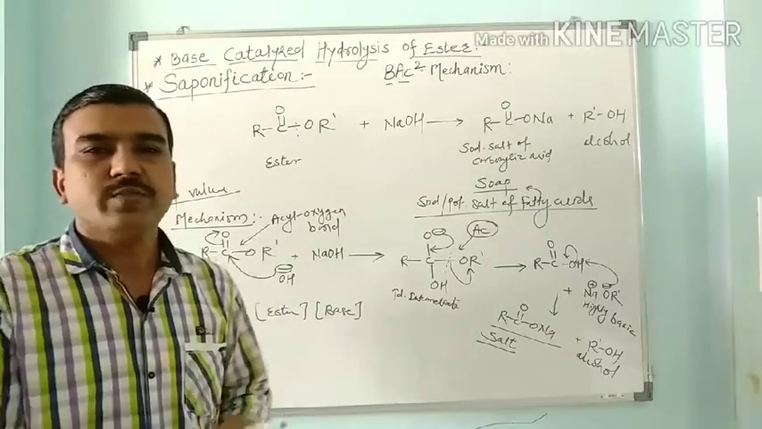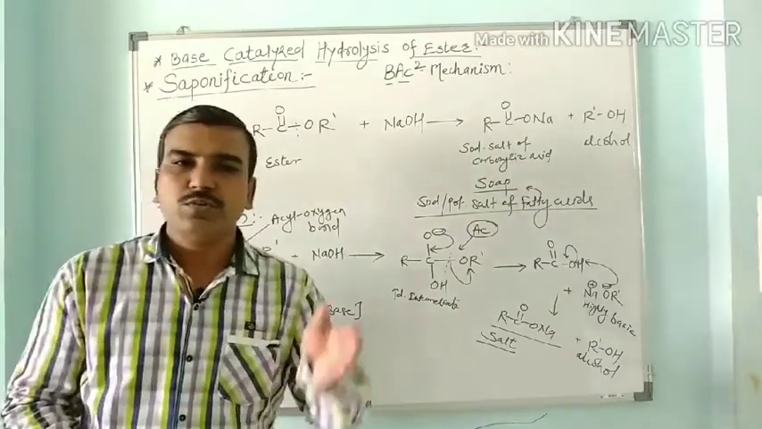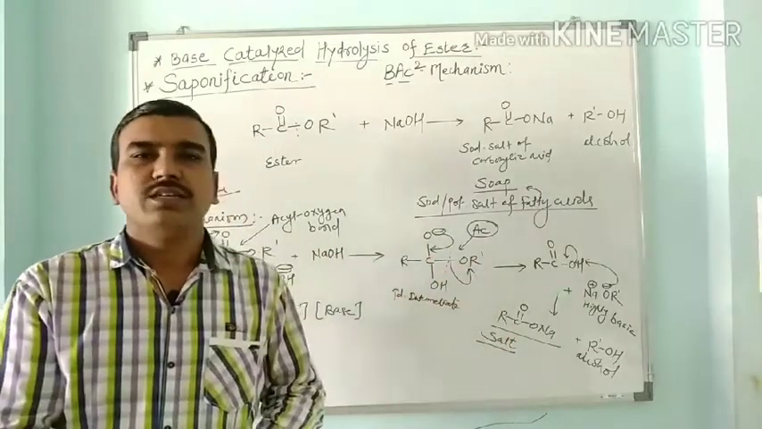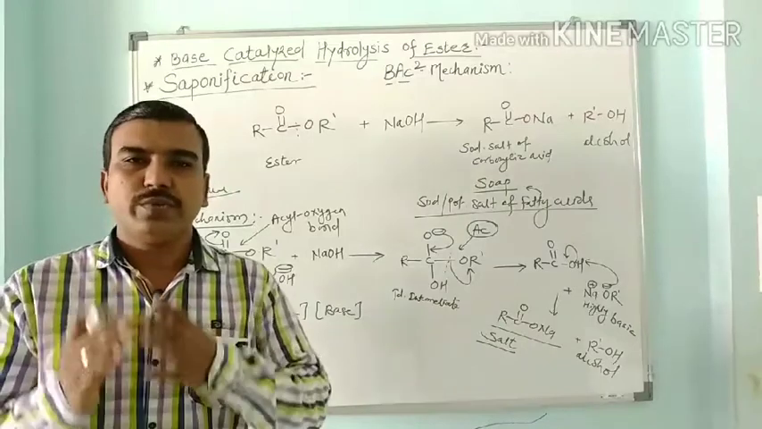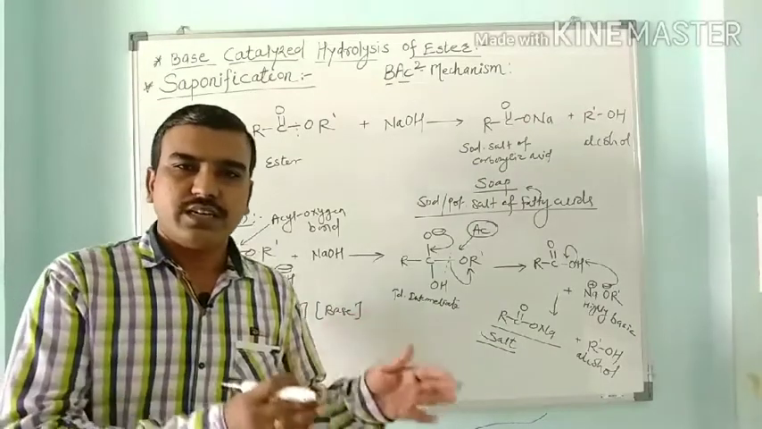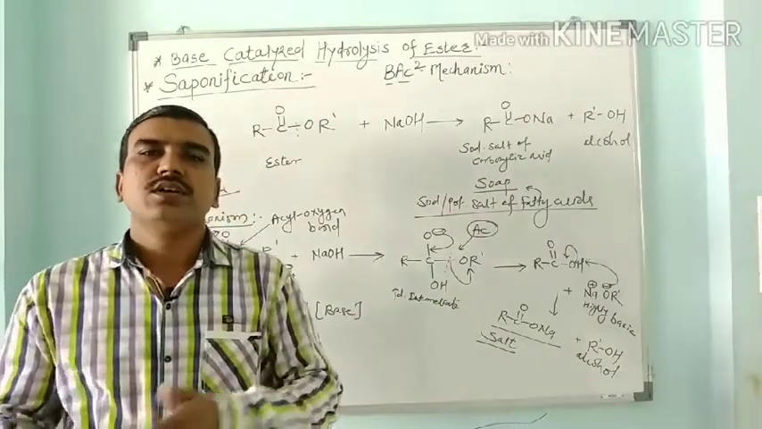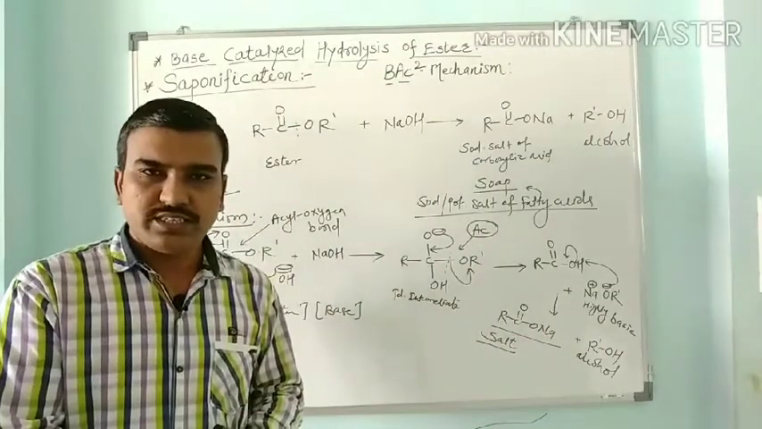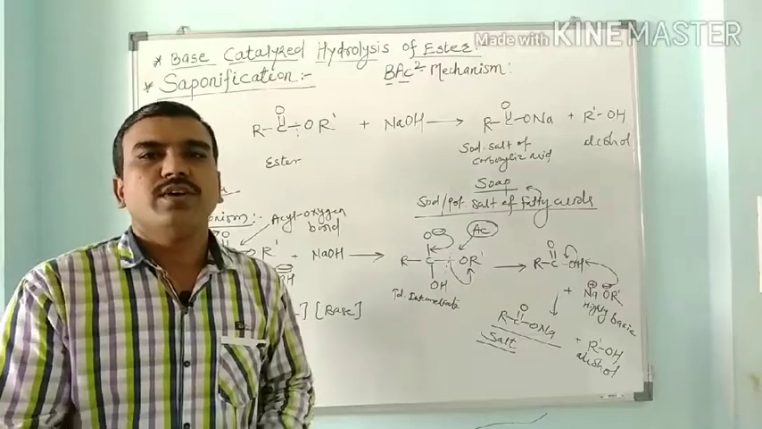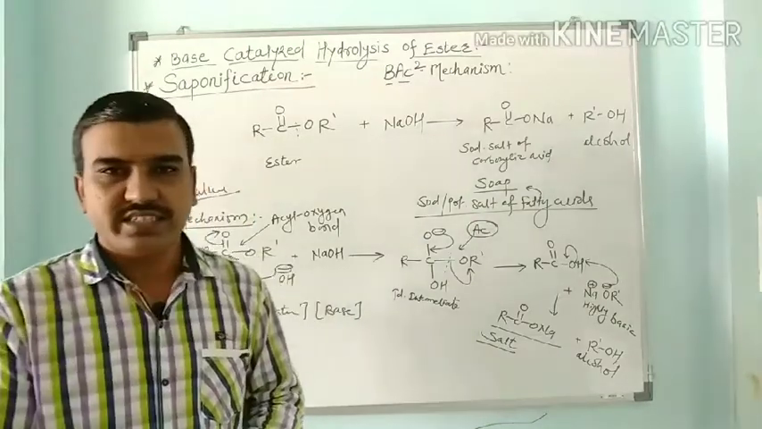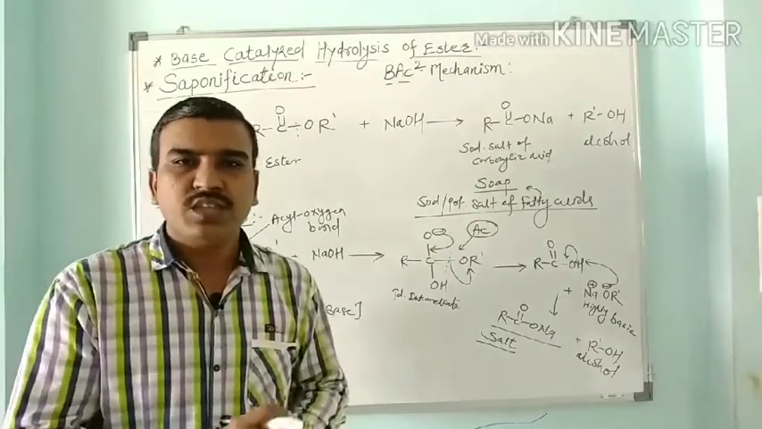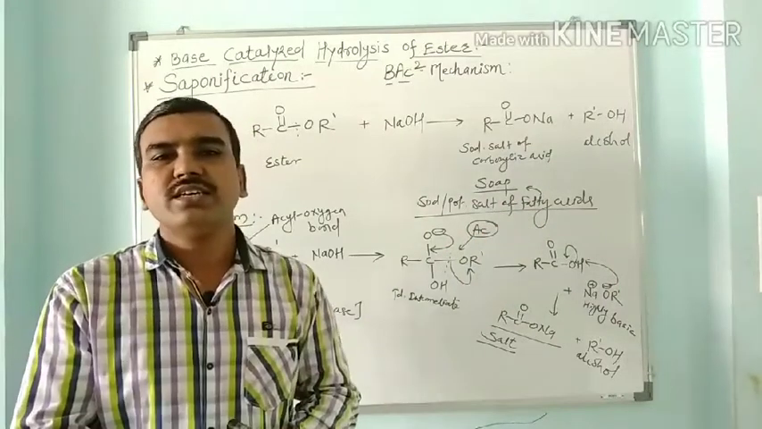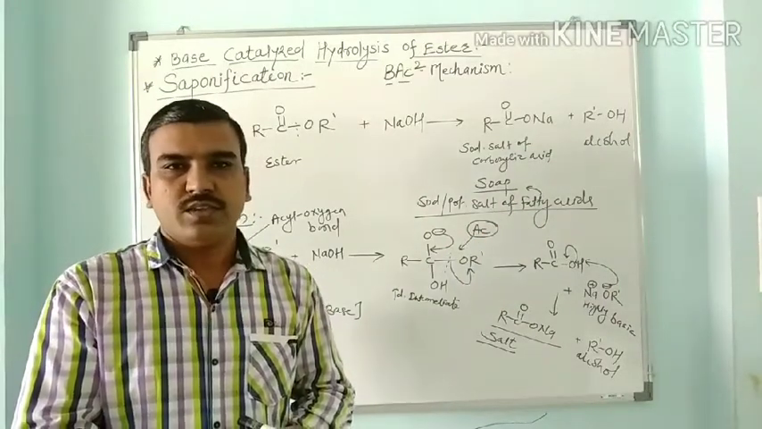So what is the BAC2 mechanism? It is a bimolecular base catalyzed acyl oxygen bond cleavage mechanism in which, when ester or fat reacts with alkaline base, it undergoes alkaline hydrolysis to give the sodium salt of carboxylic acid and alcohol, while the sodium salt of carboxylic acid is nothing but soap. Hence soap is formed during this reaction, and this process is known as saponification.